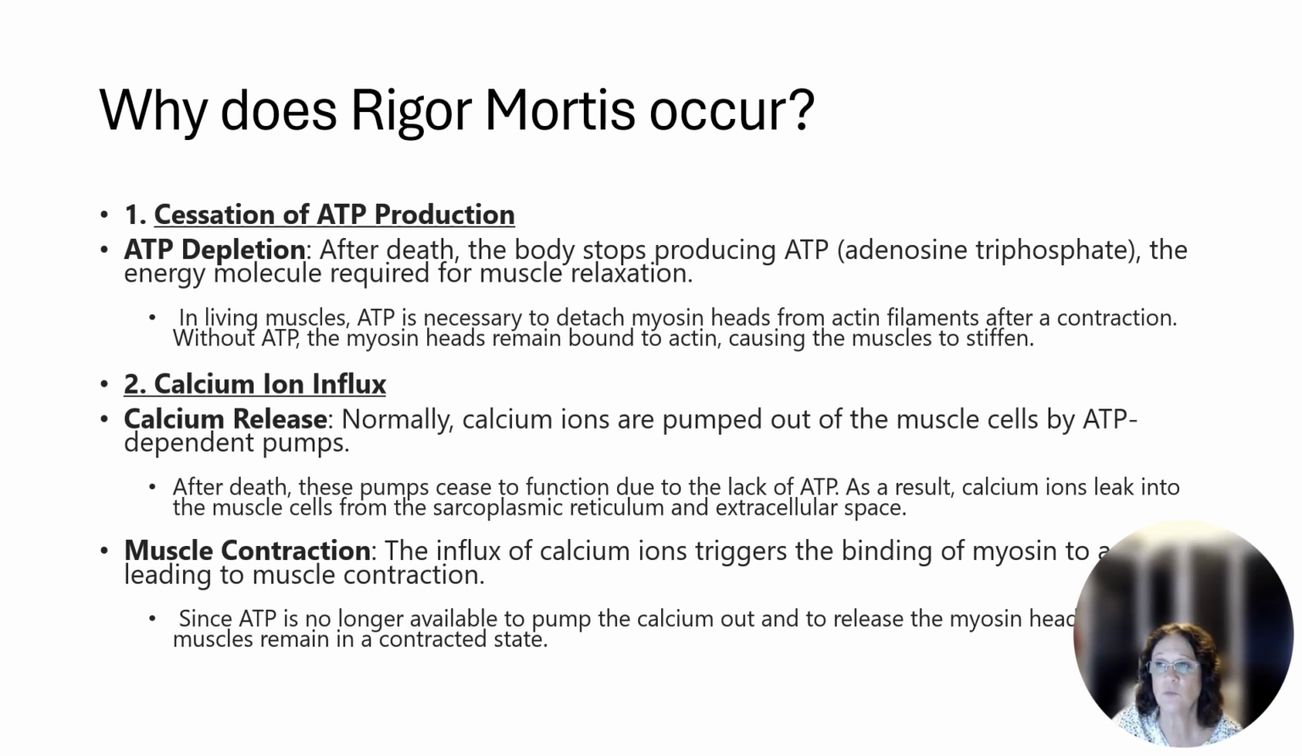We've got that calcium ion influx. Normal calcium ions get pumped out of muscle cells by ATP dependent pumps, but after death, those pumps aren't there anymore, and as a result, calcium ions leak into the muscle cells from that sarcoplasmic reticulum and the extracellular space, and because of that influx of calcium ions triggering the binding of myosin to actin, leading to that muscle contraction.